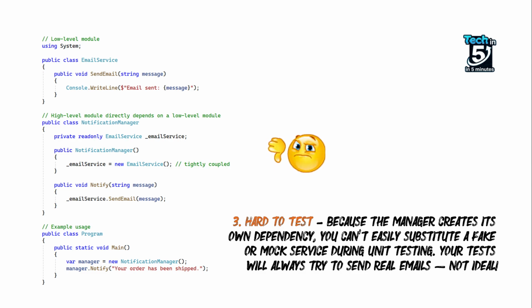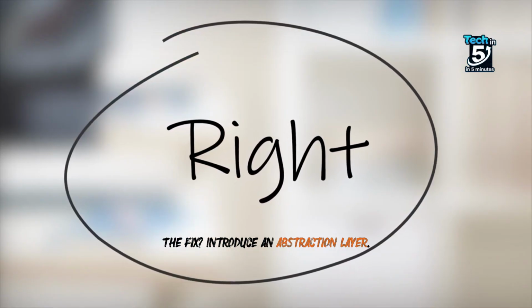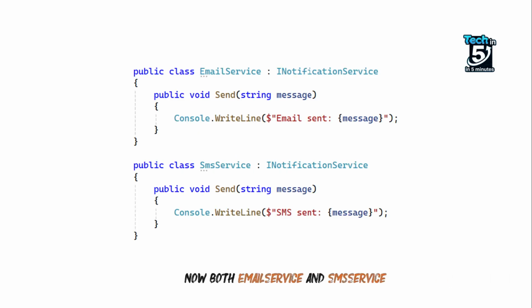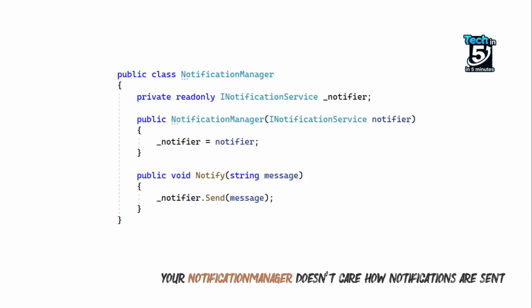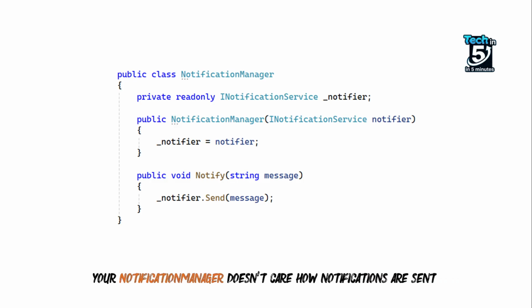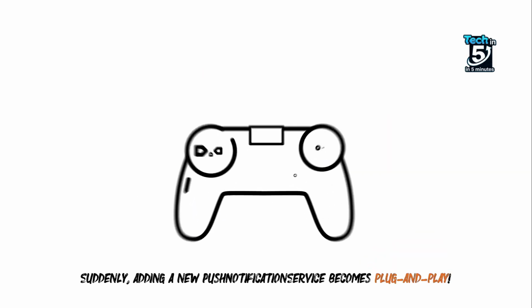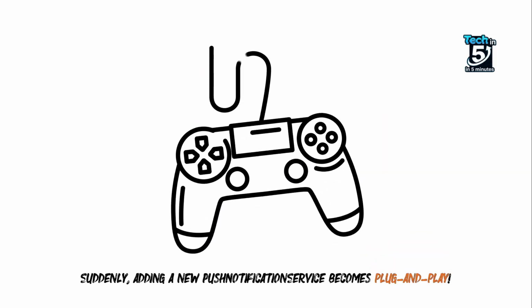Not ideal. The fix? Introduce an abstraction layer. Define an interface, say INotificationService, with a method like SendMessage. Now both EmailService and SMSService implement the INotificationService interface. Your NotificationManager doesn't care how notifications are sent, only that they can be. Suddenly, adding a new push notification service becomes plug and play.